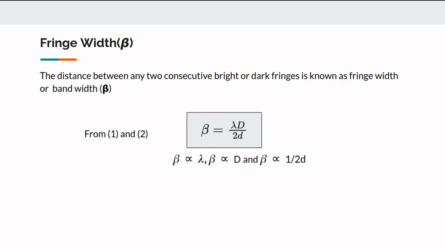Therefore, in order to observe the fringes clearly, we must have good fringe width. The distance between the sources and the screen must be large, D must be large, in order to get good beta, and the distance between the two sources must be small because beta is inversely proportional to 2d. These are the conditions to get a good interference pattern. That is about fringe width.